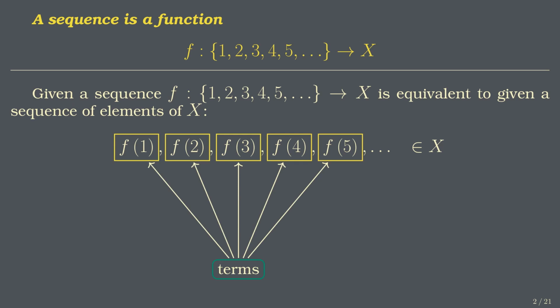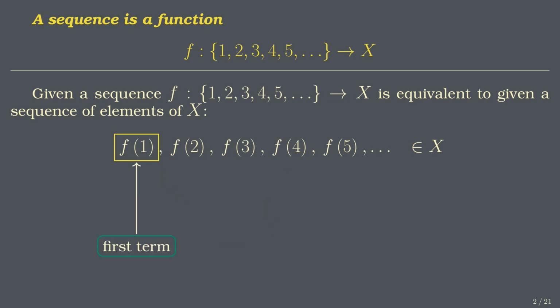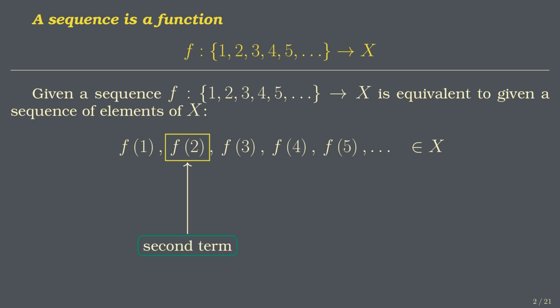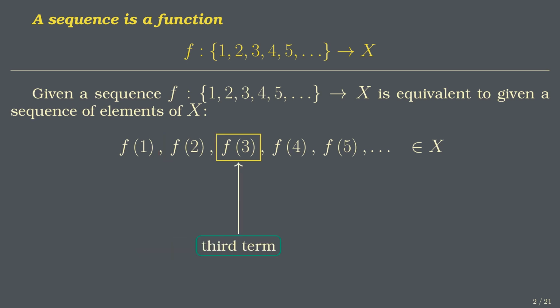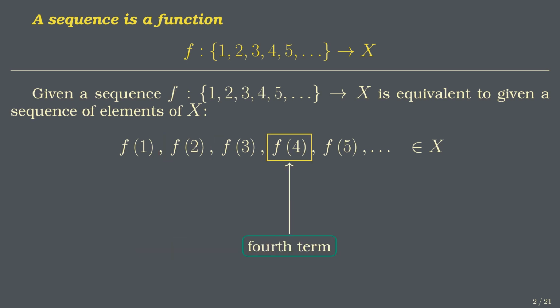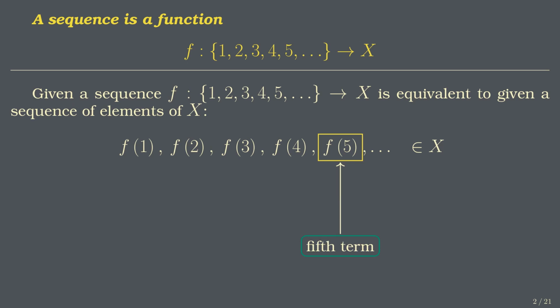And because each term is related to a positive number, you can actually tell the position of a term in the sequence. So for example, f_1 is called the first term because it is related to the first positive integer. And then you have the second term, f_2, the third term, f_3, and so on: the fourth term, the fifth term, and the nth term in general.